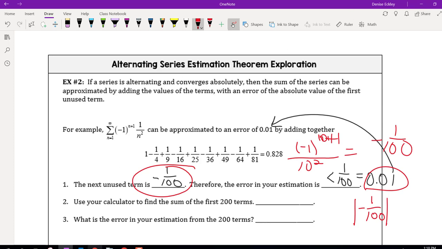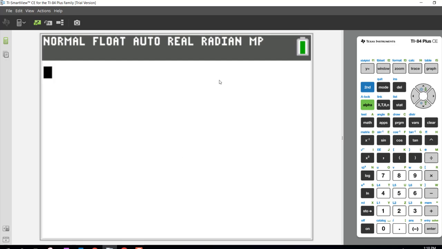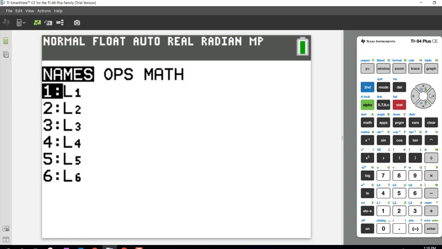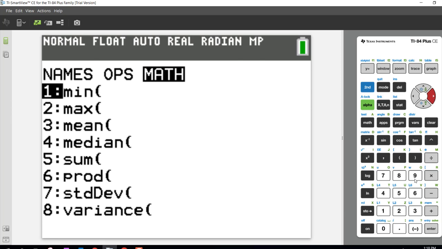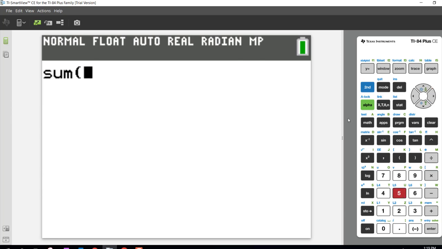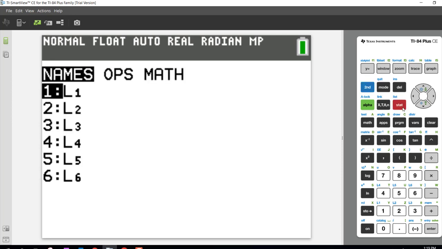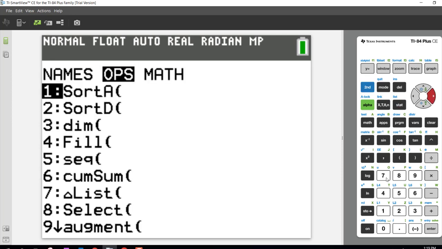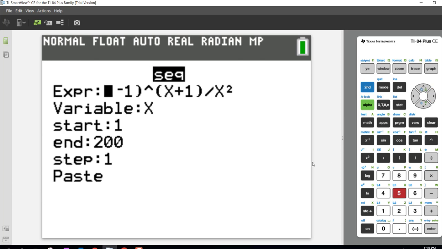On your calculator, in case you haven't done this for a while, if you have an 84, you're going to go under second stat, over to math, and choose number 5, sum. Then again second stat, choose ops, and choose number 5, sequence. I already have it entered in here. You're going to put negative 1 raised to the x plus 1, and make sure that's in parentheses for the power, and then divided by x squared. You can use whatever variable; I just use the variable key.